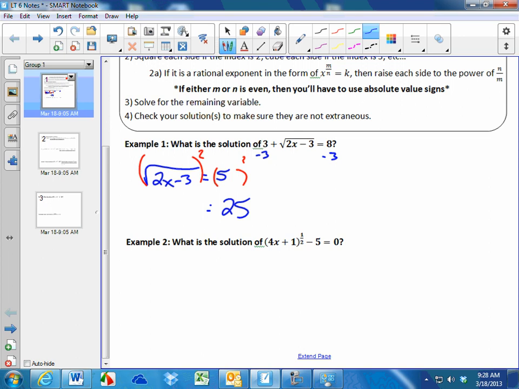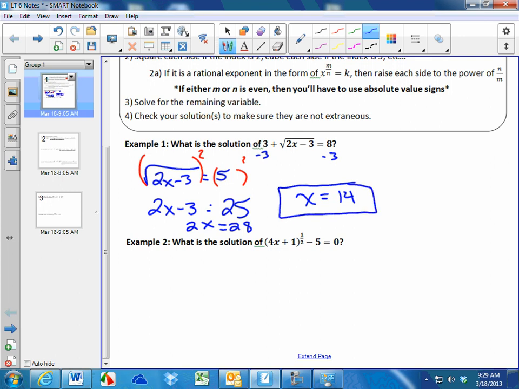So you're going to be left with what on the left side of this equation? The 2x minus 3, the radicand. 2x minus 3. Which means we are left with a linear equation to solve. Add 3, divide by 2. 2x equals 28, divide by 2, x equals 14.